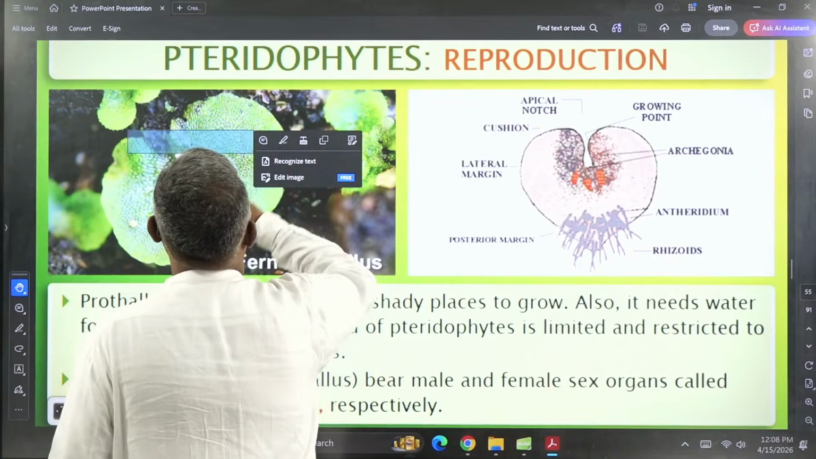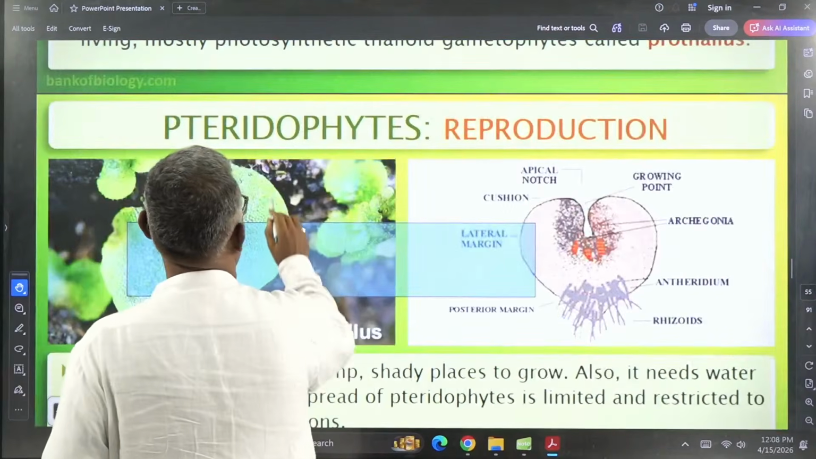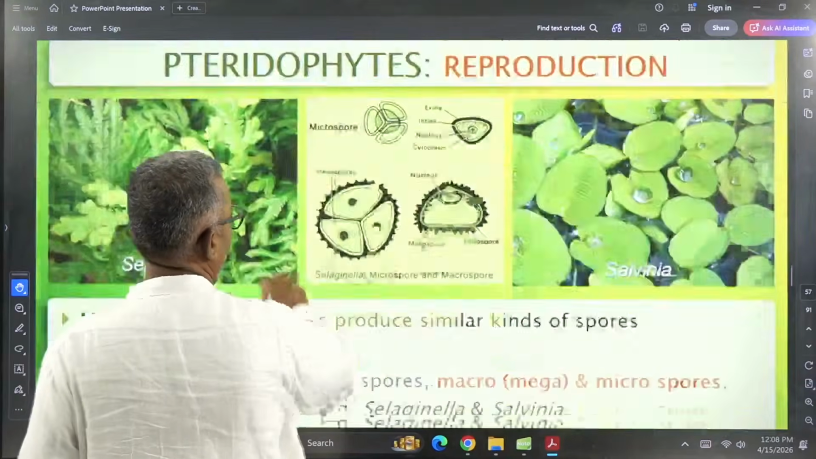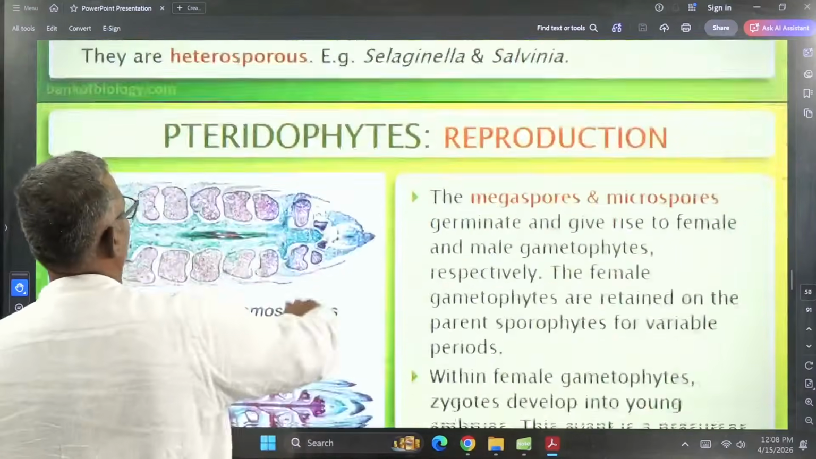Now this is gametophyte here. You can see this is gametophyte. Next, you can also see here, this is another pteridophyte.